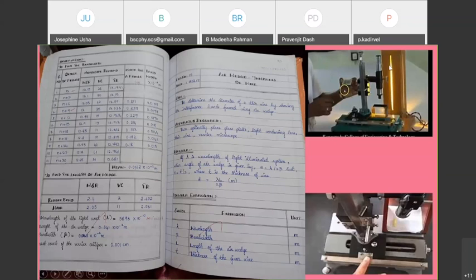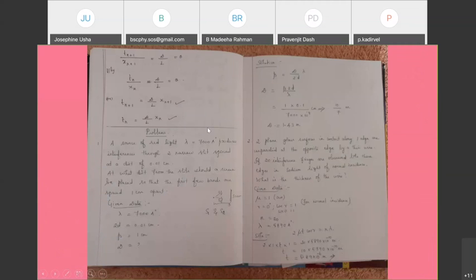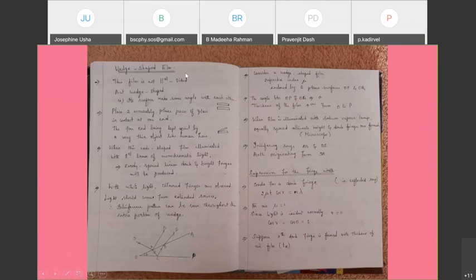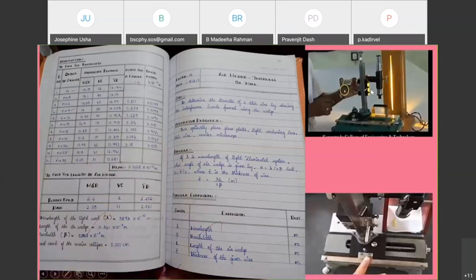Here the source is placed inside the wooden box, so that the light beam will come out like this. Previously we considered this wedge-shaped film using two plain glass plates. So we have these instruments: one is the sodium monochromatic source, for which we mostly use a sodium vapor lamp. Another one is the traveling microscope. The third one is the film, the air wedge film.